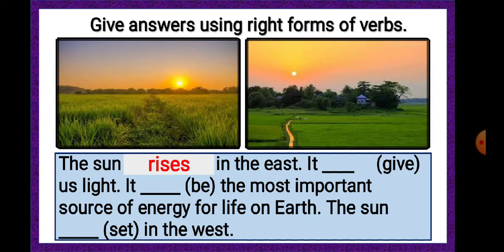The sun (rise) in the east. The verb was rise here. The first one is given for you. Then it (give) us light. It (be) the most important source of energy for life on earth. The sun (set) in the west.